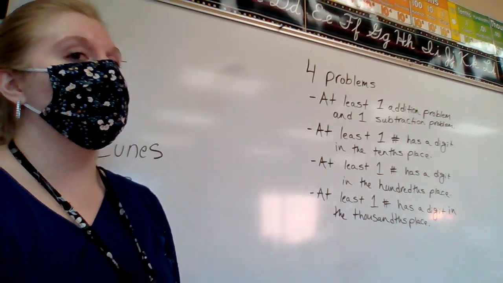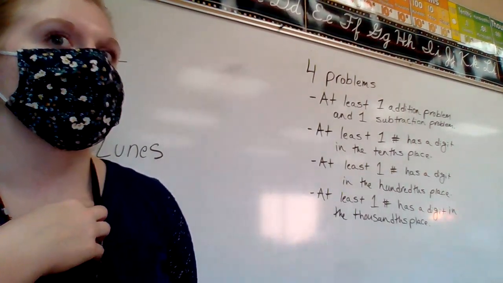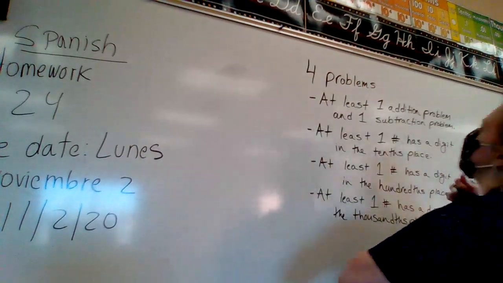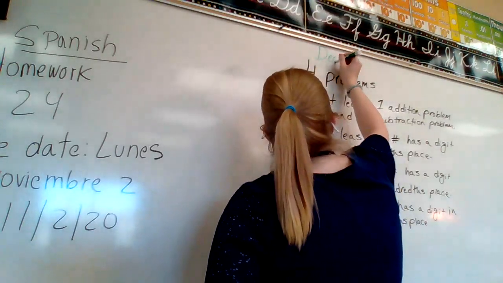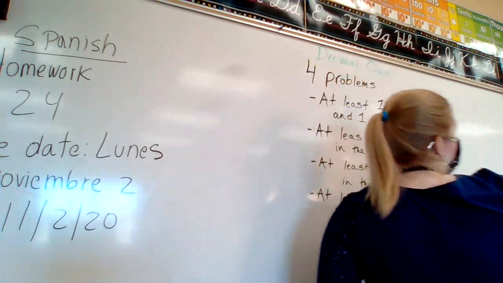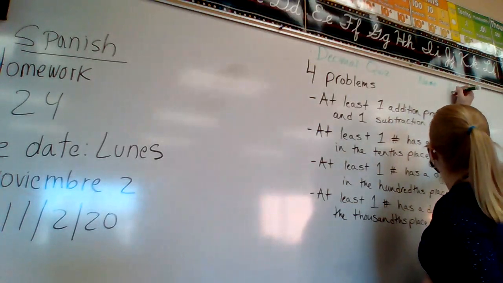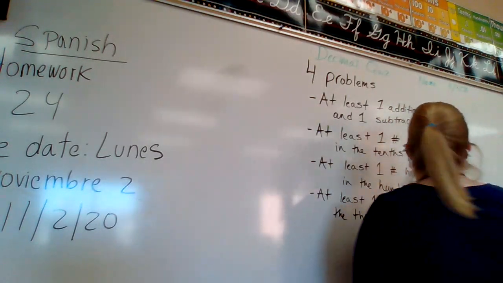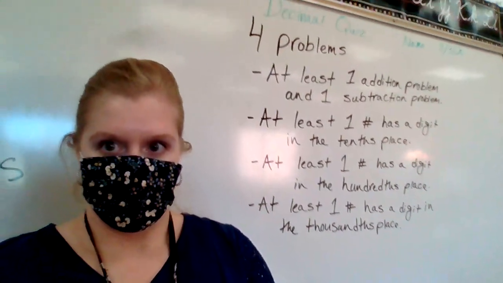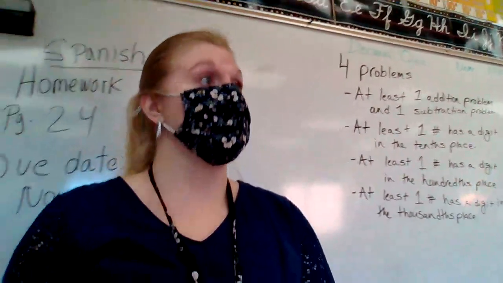Yeah. So right now, I want you at the top, you're going to label this decimal quiz. And then write the date. Also put your name. So name, and then the date, which is 11-3-20. So don't forget your name. So decimal quiz, your name, and 11-3-20. Wait, are we gonna turn this into? You will be turning this into me, yes.